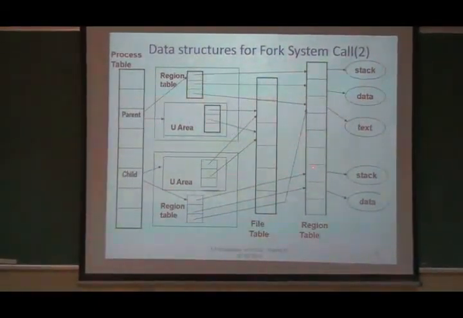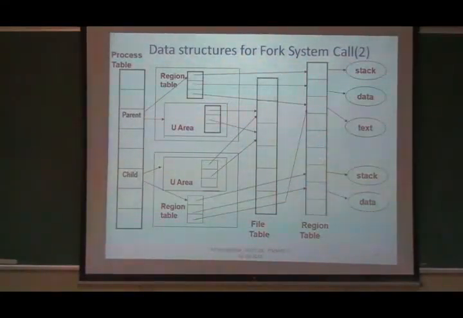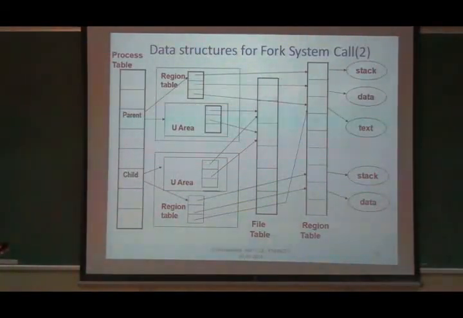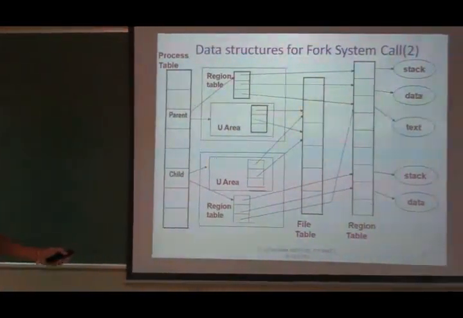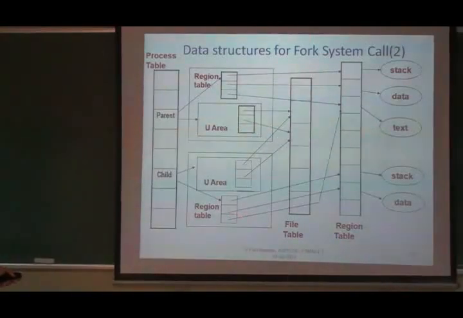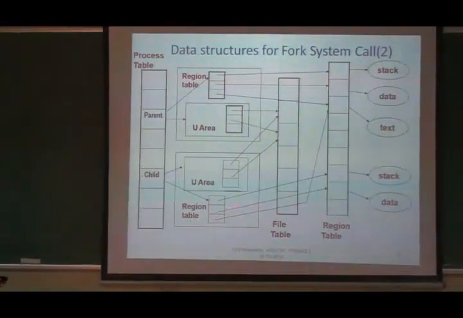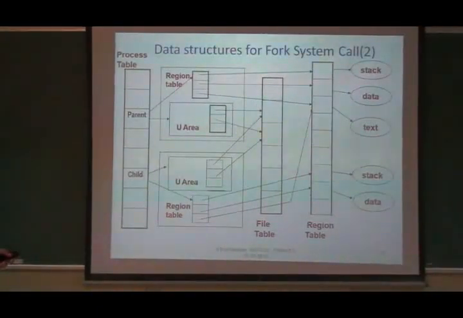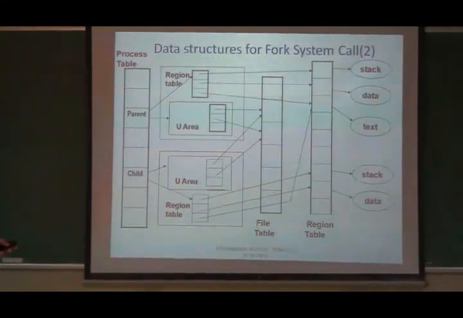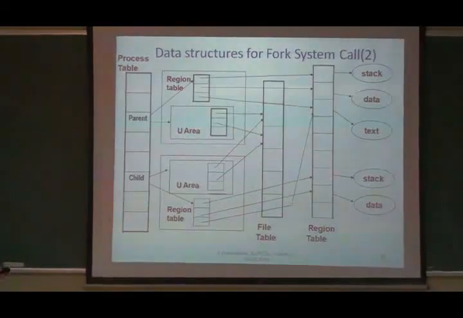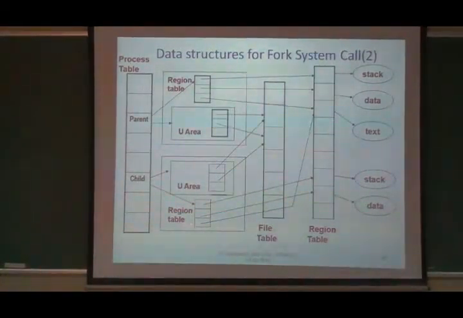Then the common region table is available here. This common region table again points to the memory space for the stack, data and text. So the parent and child processes are sharing the same instructions; the text portion can be shared by the child process. The region table of the child process is pointing to the text portion, and the region table of the parent is pointing to the text portion here. This area is shared, but the stack and data of the parent process are separate, and the stack and data of the child process are private.